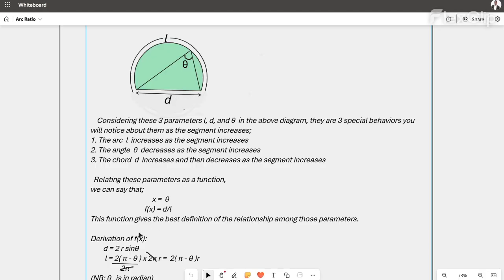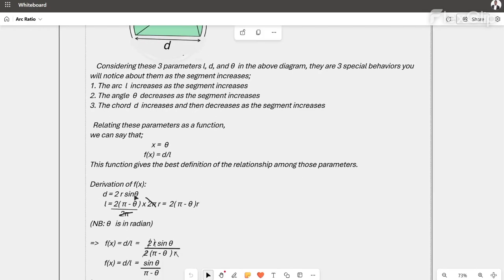Now, let's try and create something meaningful from this function that we just defined. Okay, let's look at the derivation of f of x. Let's see if we can create something more meaningful from this function. Now, let's look at this formula. This is the formula for finding the chord.